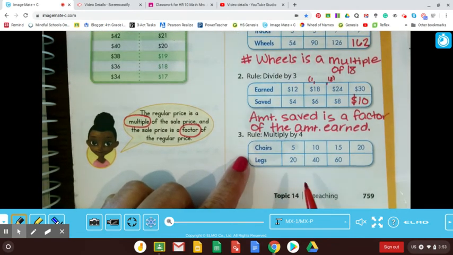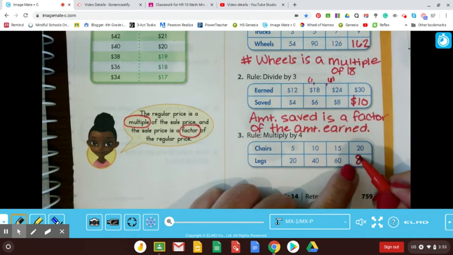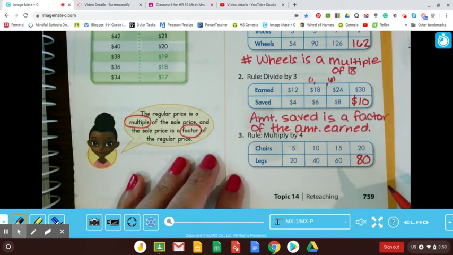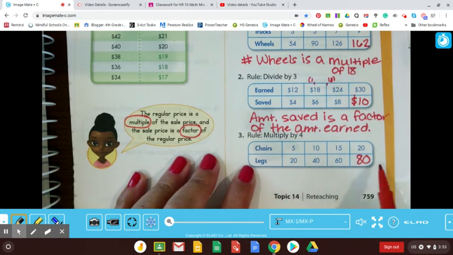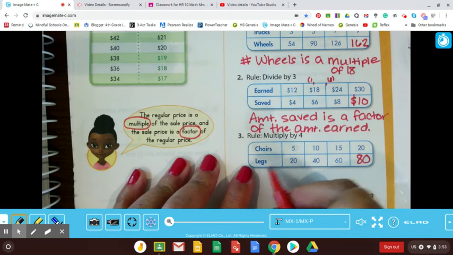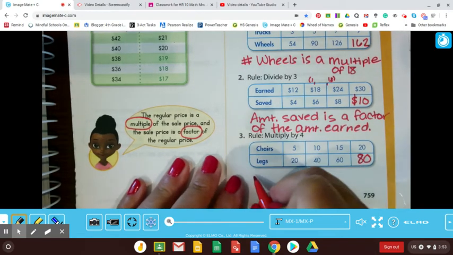Let's try the very last one on this page. Our rule is multiply by 4. So 20 times 4 would be 80. And what do we notice? Let's see. All of the legs are multiples of 10, right? We could say that if we wanted to, because they all end in zeros. We could say the number of chairs is a factor of the number of legs.